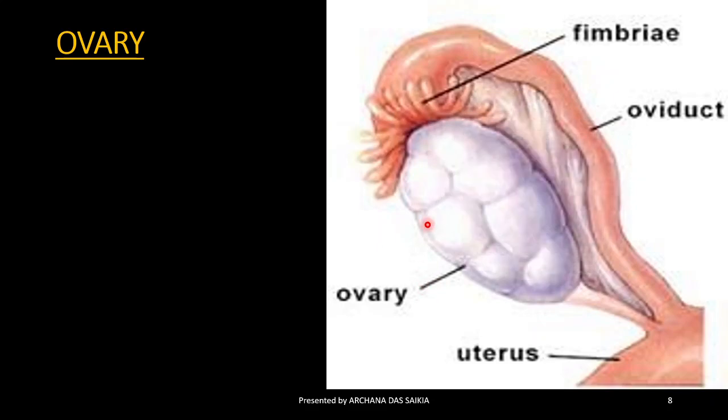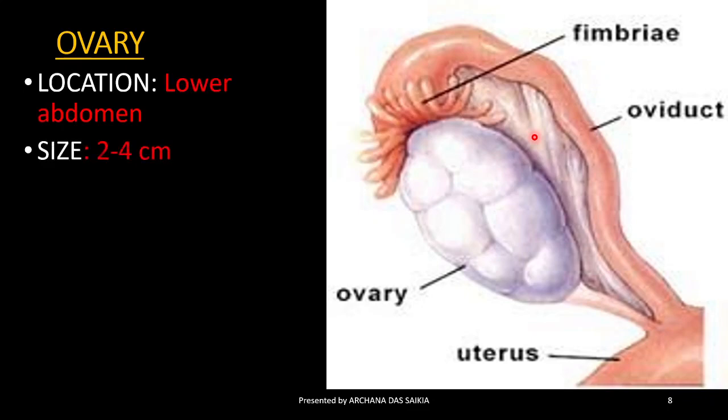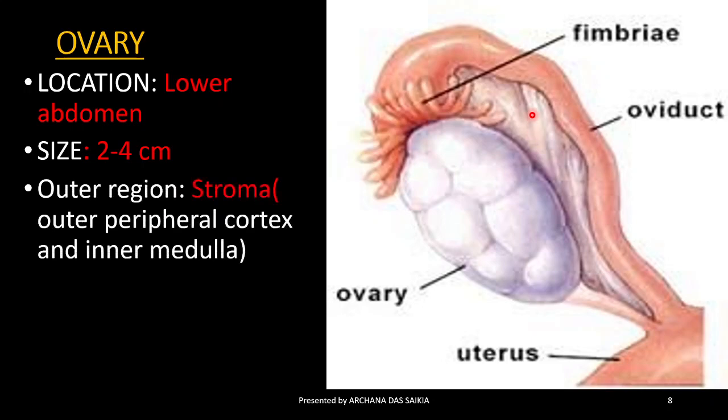Then coming to the ovary. This is the external structure of the ovary, one single ovary that is shown here, which is connected to the oviduct with the help of some finger-like structures called fimbriae. Then the ovary is supported by ligaments. Location, lower abdomen, size 2 to 4 centimeters. Then the outer region is known as stroma, which has the outer peripheral cortex and the inner medulla.